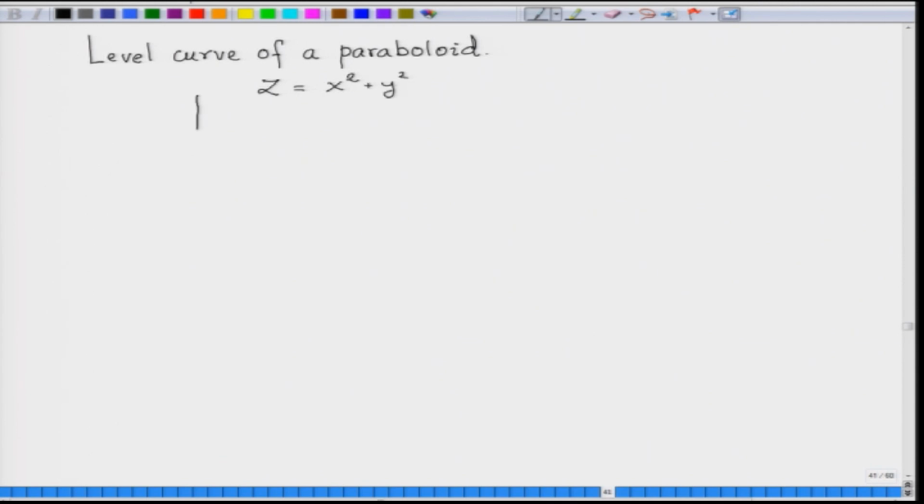Now you look into the family of level curves, so we will look into the scenario where we put x square plus y square equal to some c. So, basically we will be drawing it with radius root c and center 0. So, the level curves associated with the paraboloid form concentric circles with center 0.